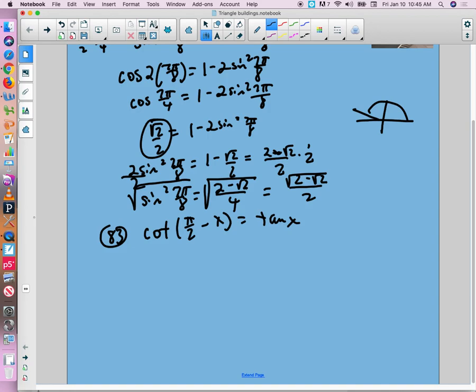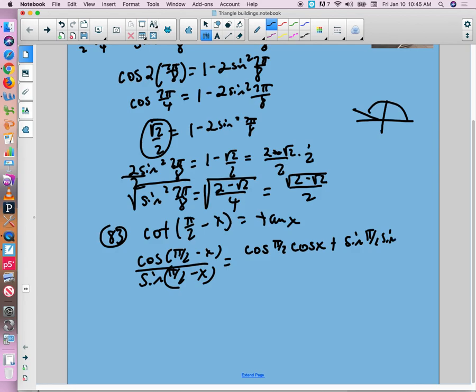But you also could do this: cosine of pi over 2 minus x over sine of pi over 2 minus x. That's maybe what I would do. So let's see what happens. I get cosine of pi over 2, cosine x, plus sine of pi over 2, sine x. Memo quizzes are supposed to make sure you know those really well. Sine of A minus B is sine A cosine B minus cosine A sine B.